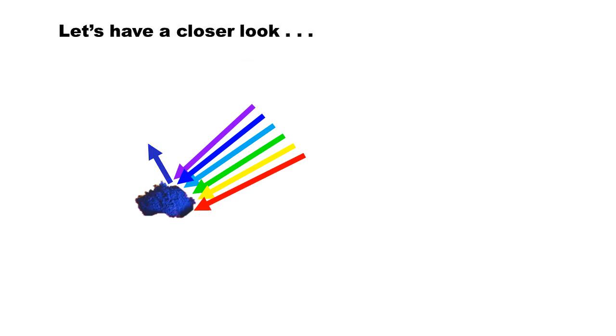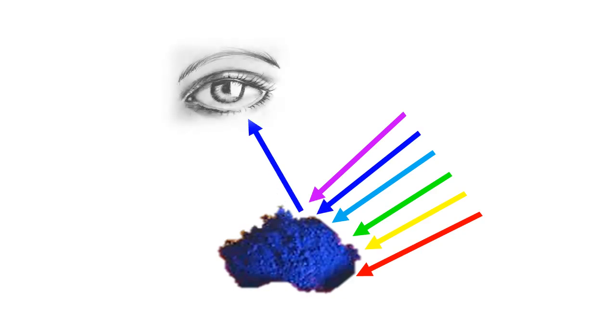Let's have a closer look. Again, most hues are absorbed by the pigment or pigments of the object, and one or more hues are reflected by the pigment and detected by our eyes.